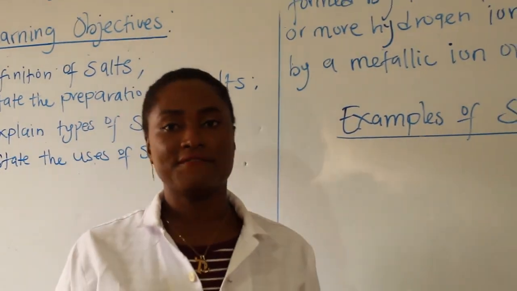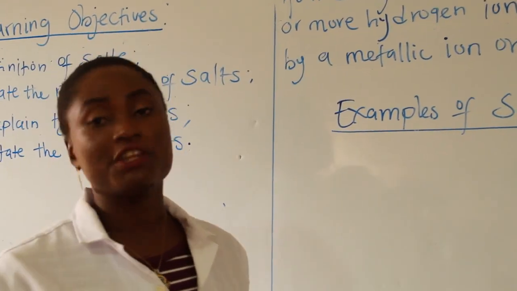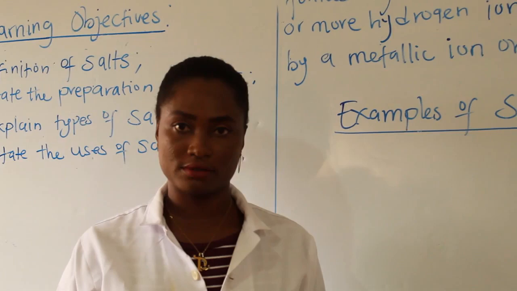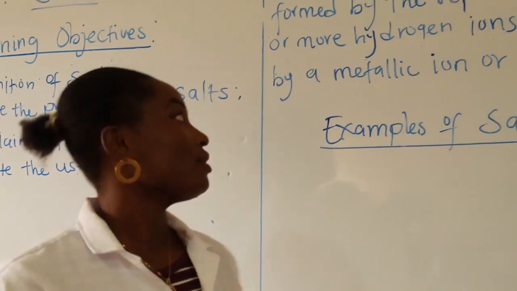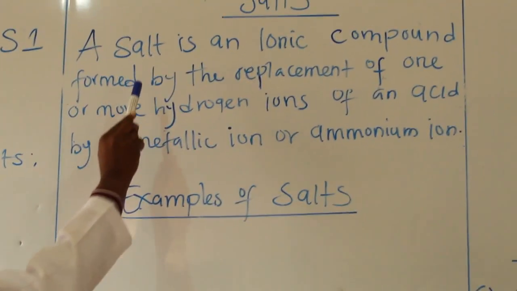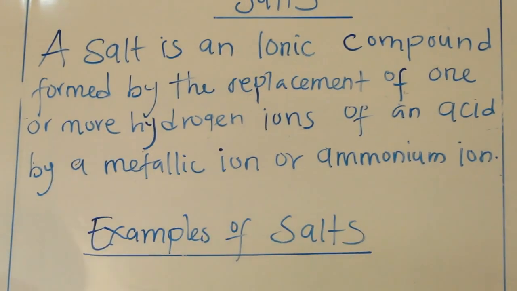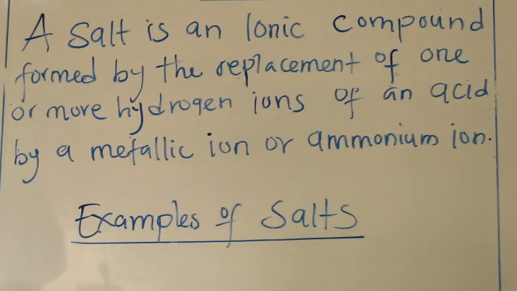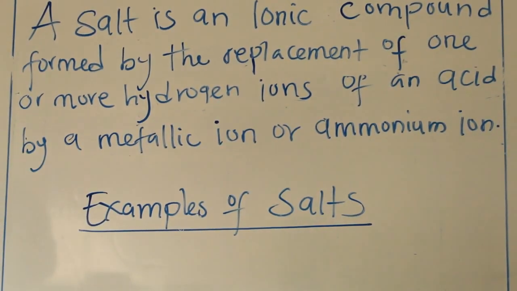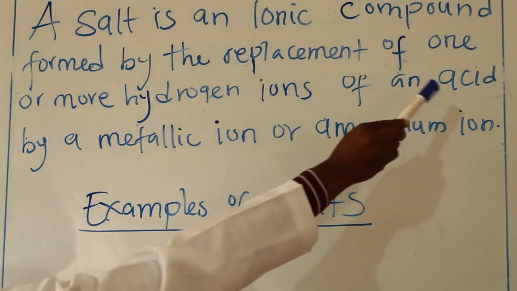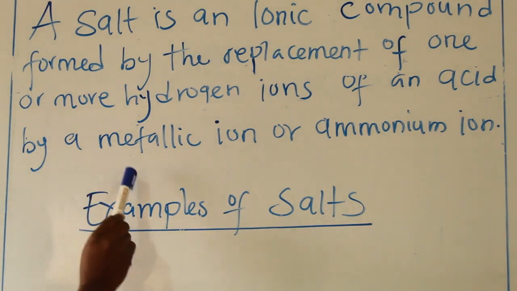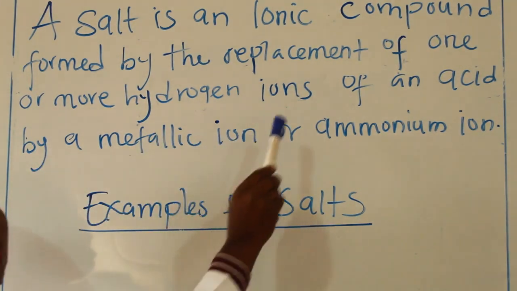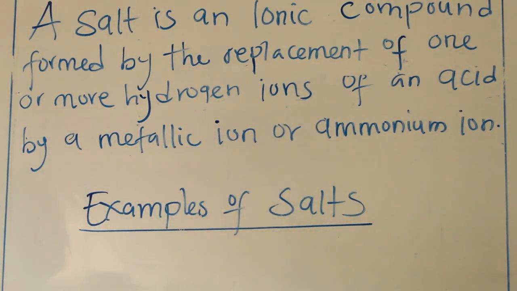So let us look at the first objective, which is the definition of a salt. So what is a salt? A salt is an ionic compound formed by the replacement of one or more hydrogen ions of an acid by a metallic ion or ammonium ion.